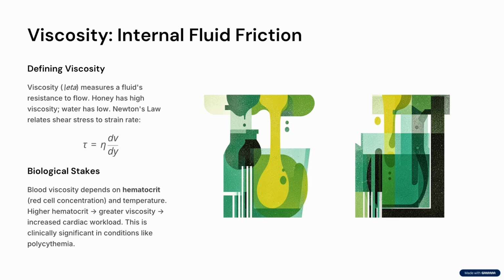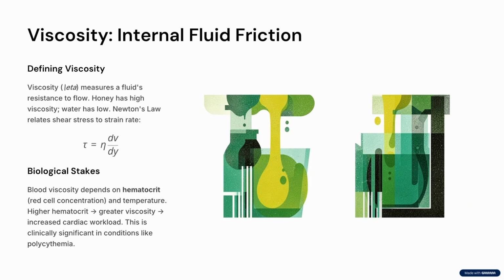So how do we define viscosity for real fluids? We define viscosity, denoted by the Greek letter eta, as a fluid's literal resistance to flow. It's the measure of internal fluid friction. The classic example is honey versus water, right? Yes, honey has a very high viscosity. It pours slowly because its internal layers heavily resist sliding past one another. Water obviously has very low viscosity.